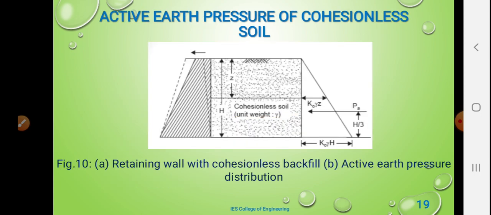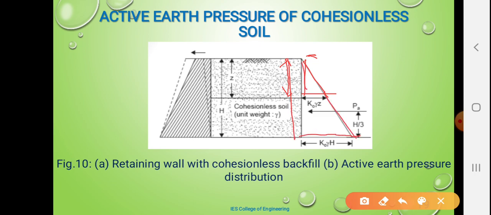So, first case, active earth pressure of cohesionless soil. Here figure A represents a retaining wall with a cohesionless backfill and B represents the pressure distribution diagram for the active condition. Here we can draw the pressure distribution diagram by considering the equation for earth pressure. So, at this point the earth pressure is 0 and up to z depth pressure equals Ka gamma z, then up to h depth the earth pressure equals Ka gamma h. So, it looks like a triangle.